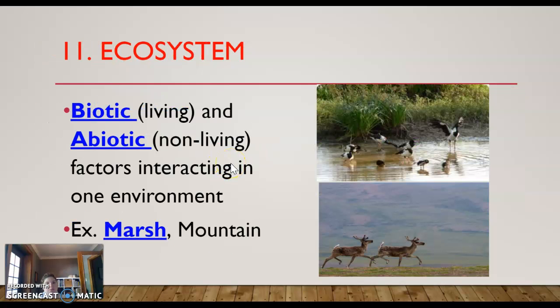An ecosystem. An ecosystem consists of all of the living parts of the community and the abiotic, or non-living, factors. I could say that a marsh or a mountain is an ecosystem because it not only includes all the living things that we talked about when we said community, but now it also includes the water, the air, the rocks, the soil, the non-living components of the ecosystem.